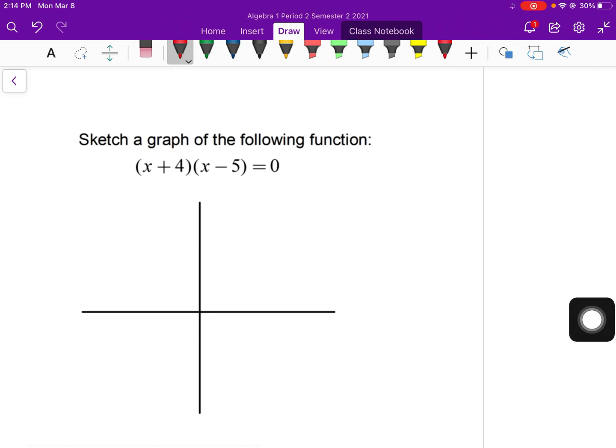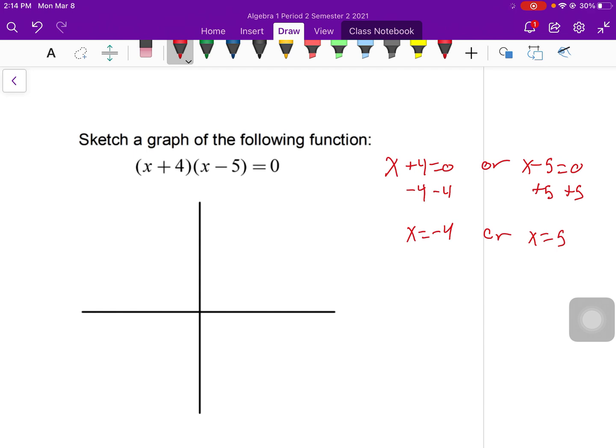Now this next part is brand new. It's something we haven't done yet. We are going to be sketching a graph. All right, so what we're going to do is find our solutions. Since we're already in factored form, we have x plus 4 equals 0 or x minus 5 equals 0. So x equals negative 4 or x equals positive 5. Those are the two values, which means our ordered pairs, our x-intercepts, would be negative 4, 0, and 5, 0.